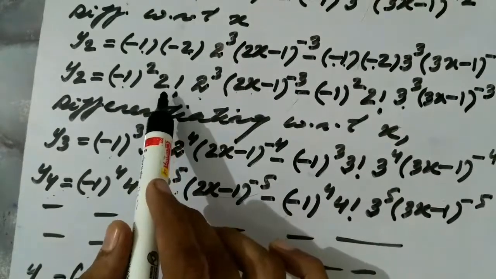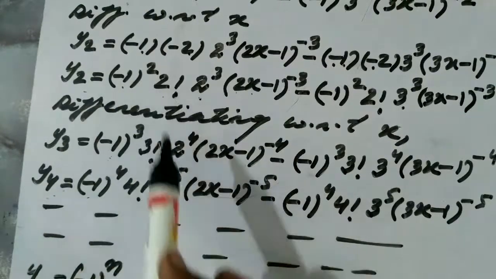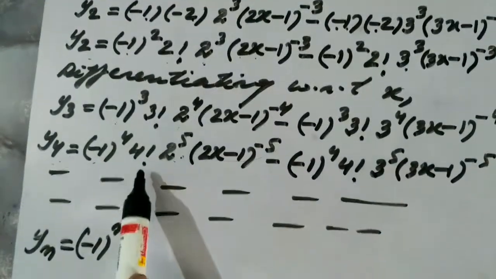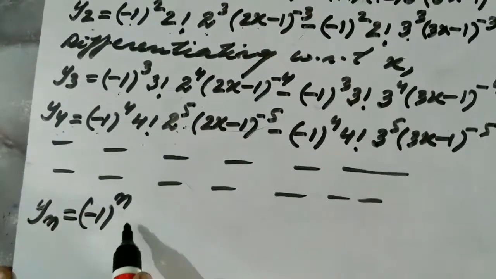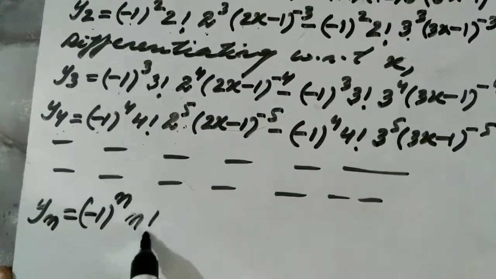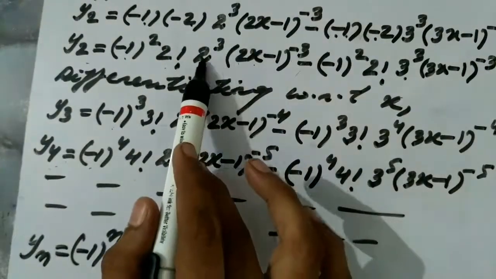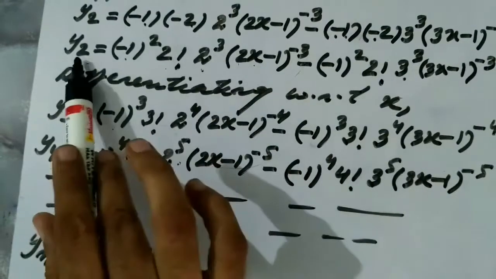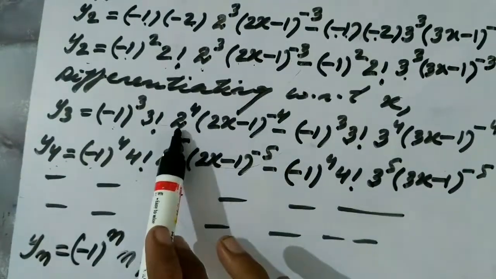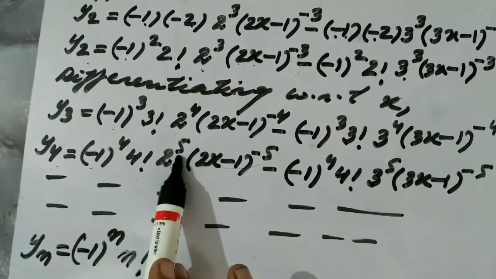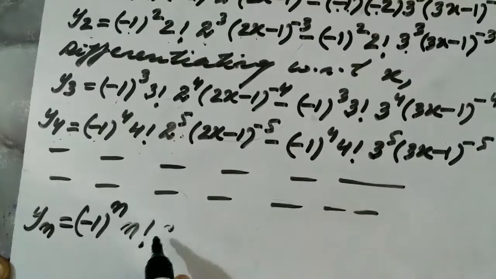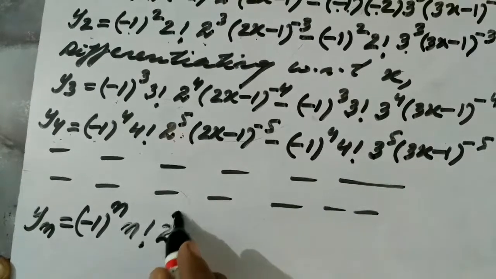Before taking the analogy of power, we must take the analogy of the factorial. In y2 there is factorial 2, in y3 there is factorial 3, and in y4 there is factorial 4. So in yn there must be factorial n. And as we have shown that the power exponent of 2 is the successor of the order of the differential, in the nth derivative there must be 2 raised to the power n plus 1, the successor of n.